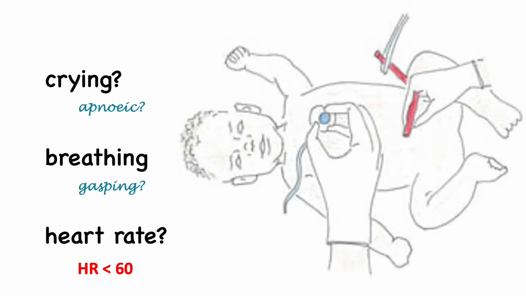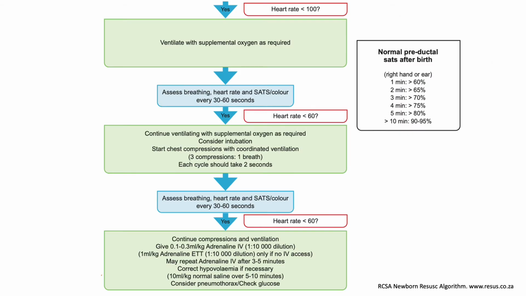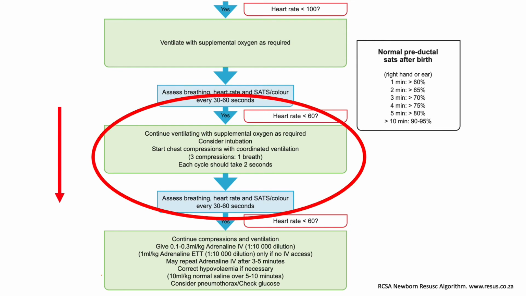After 60 seconds of good ventilations with oxygen, we need to assess the infant. Is the little one floppy? Is it apneic? Is there gasping? And we feel the heart rate. If the heart rate is less than 60, this is the trigger for us to move on with the algorithm. So we've reached this part of our algorithm where if the heart rate is less than 60, we need to carry on ventilating but take further steps.